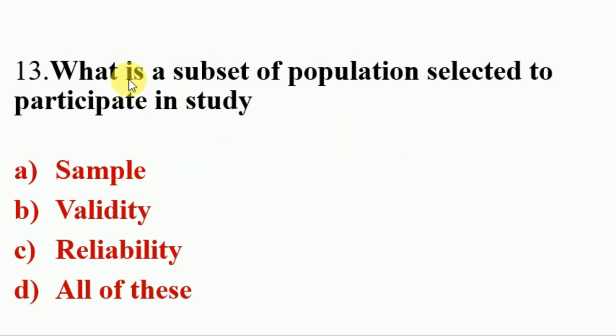Next question. What is a subset of population selected to participate in study? Options: A. Sample, B. Validity, C. Reliability, D. All of these. Answer is A. Sample. So sample is a subset of population selected to participate in study.